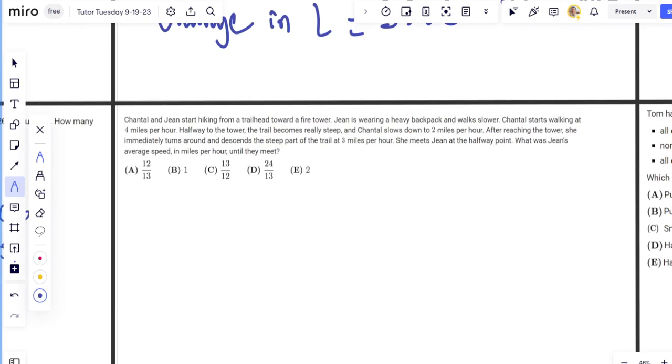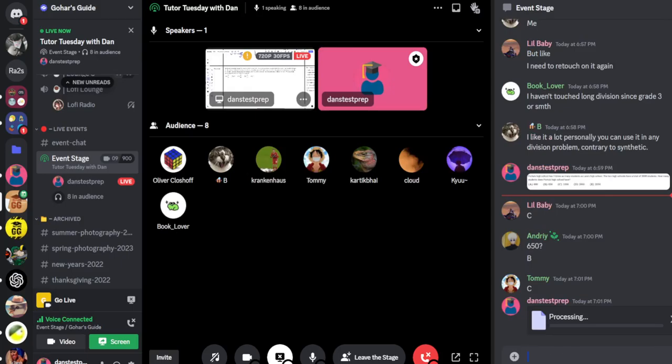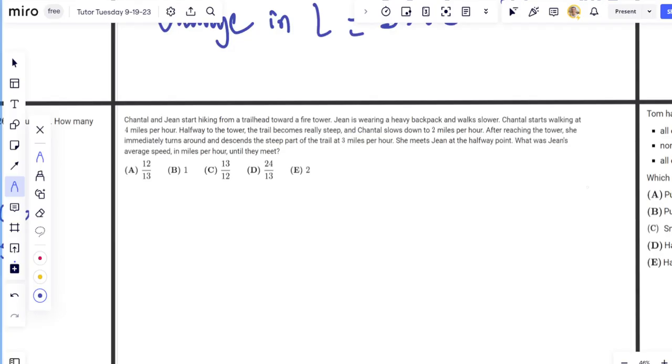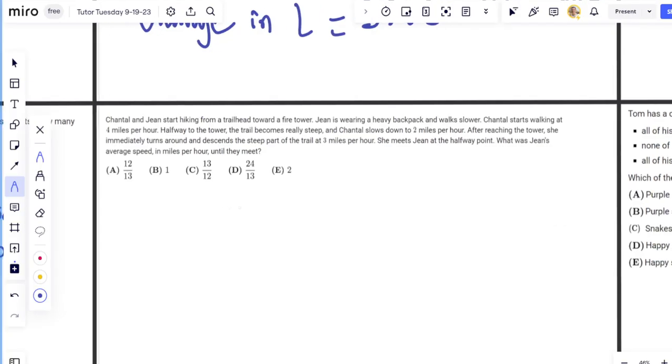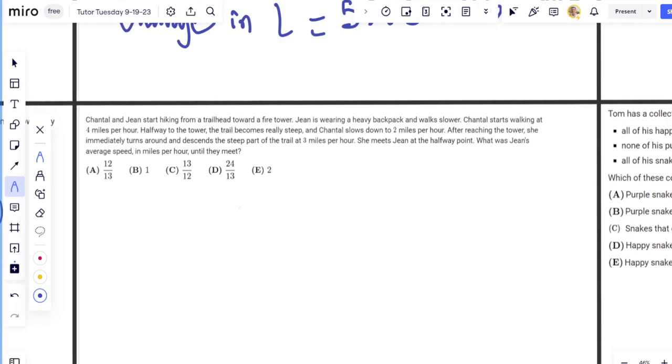What have we got next here? Chantal and Jean start hiking from a trailhead towards a fire tower. Jean's wearing a heavy backpack and walks slower. Chantal starts walking at 4 miles per hour. Halfway to the tower, the trail becomes really steep, and Chantal slows down to 2 miles per hour. After reaching the tower, she immediately turns around and descends the steep part of the trail at 3 miles per hour. She meets Jean at the halfway point. What was Jean's average speed in miles per hour until they meet? It's an interesting one.